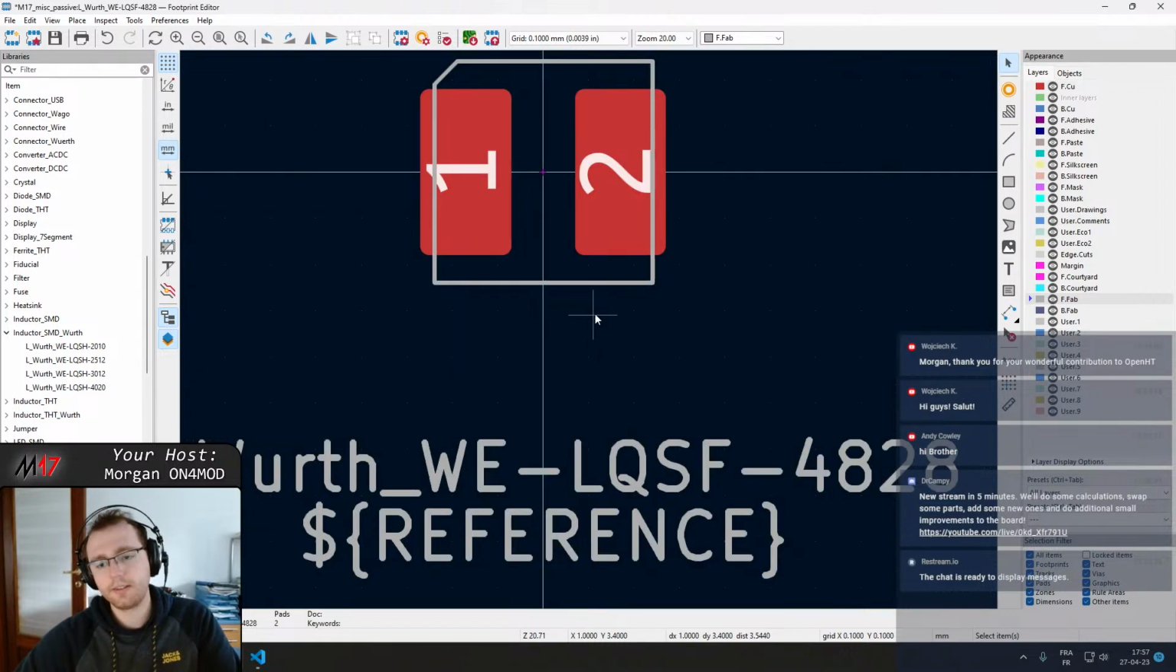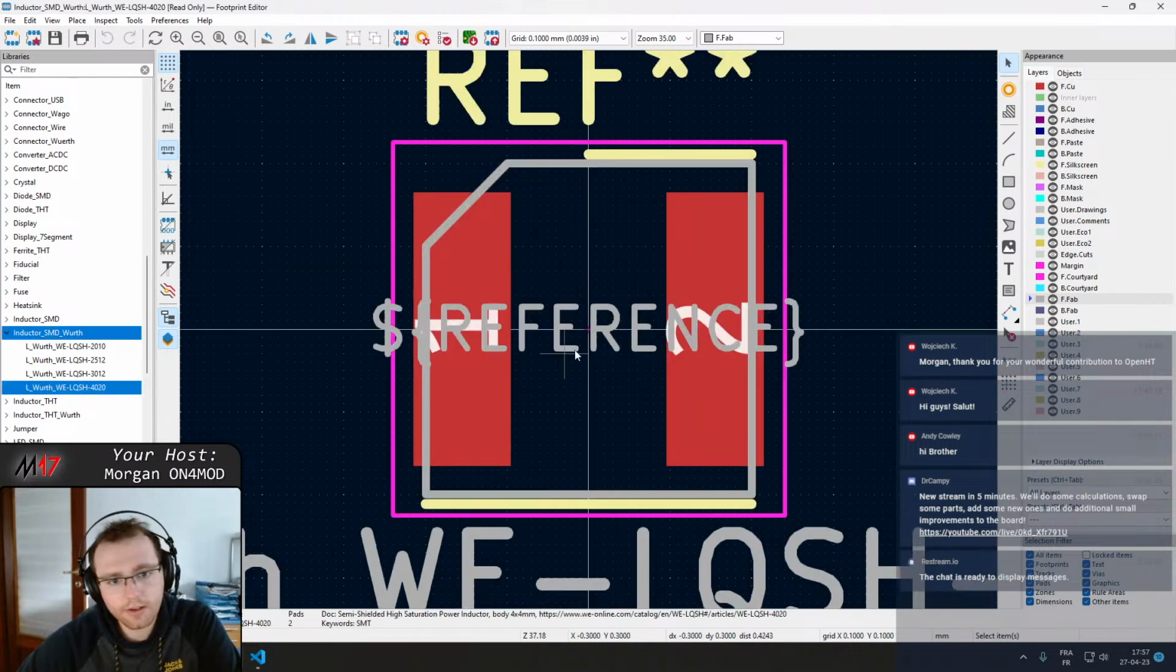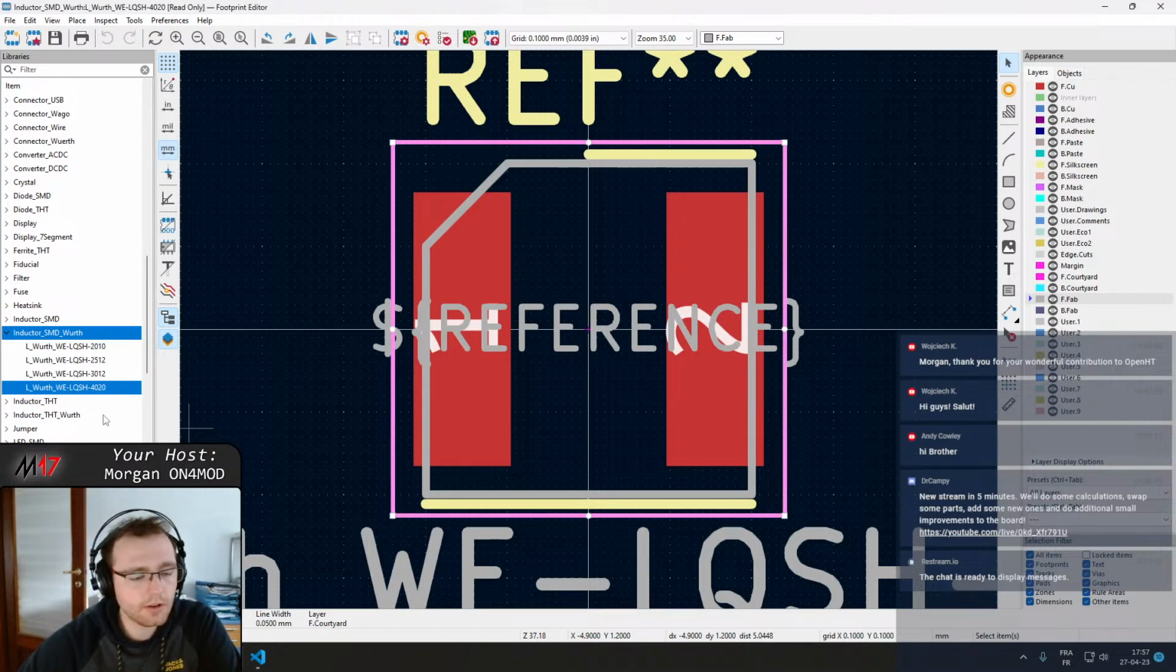Okay, so this is centered. And then it seems that they have silk screen just outside of the boundaries. And then this is the bounding box, the area around which we shouldn't place any component.